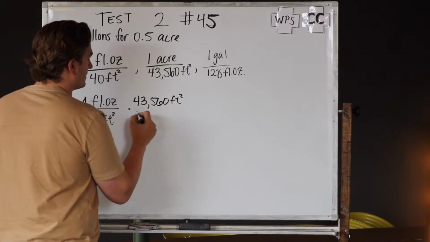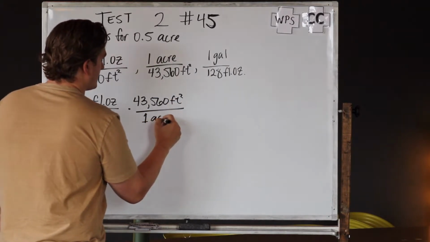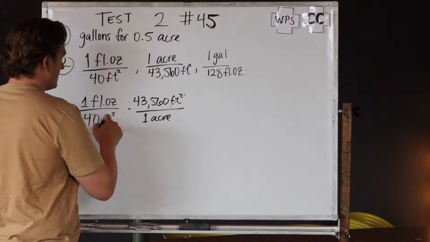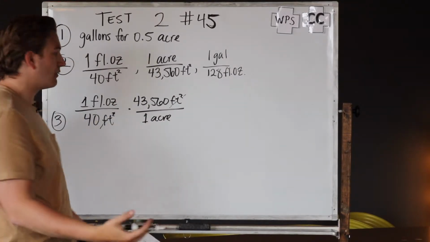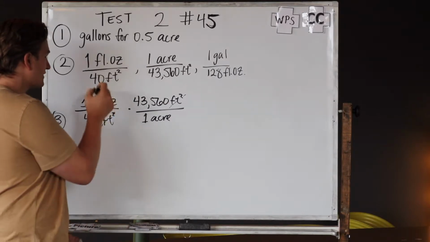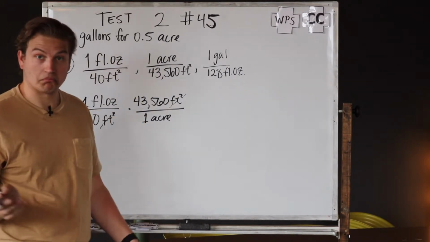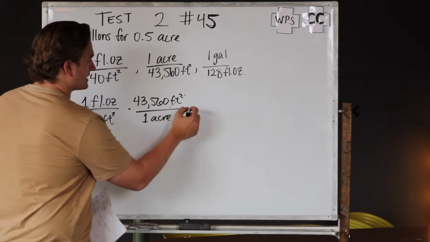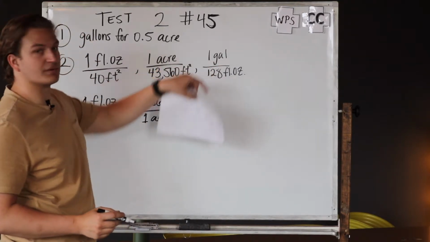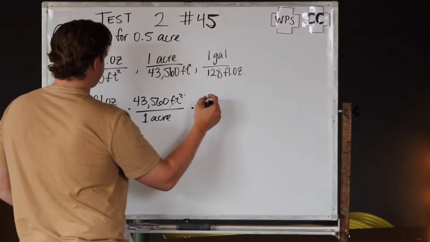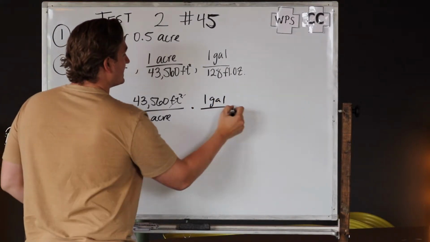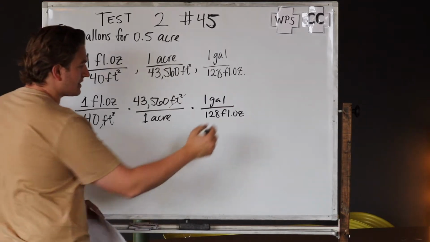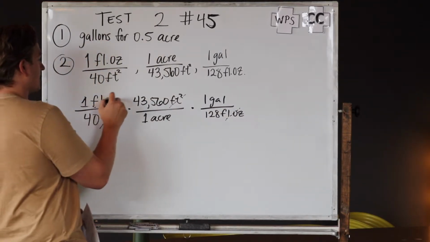43,560 feet squared per acre. And look, something nifty happens. My square feet here and my square feet here cancel out. And now what I've just done is I've converted this to fluid ounces per acre. That's pretty great. Next step, I want to get rid of fluid ounces, and I want to be working with gallons, right? So once again, we'll multiply again. And this time, since we want to be dealing with gallons, we know that 1 gallon is 128 fluid ounces. And look, something nifty happens here. My fluid ounces down here cancel my fluid ounces up here.